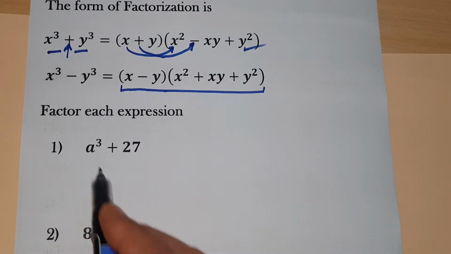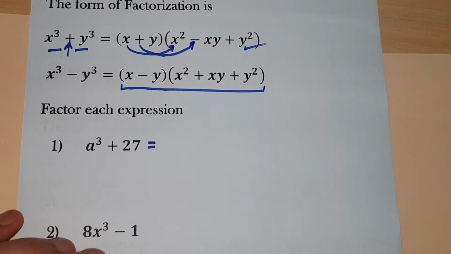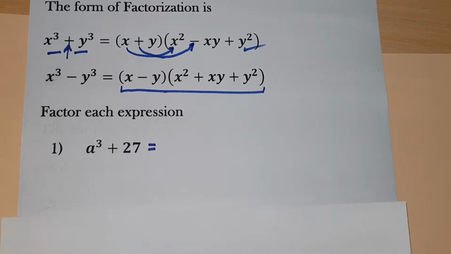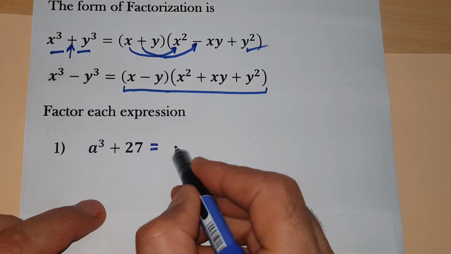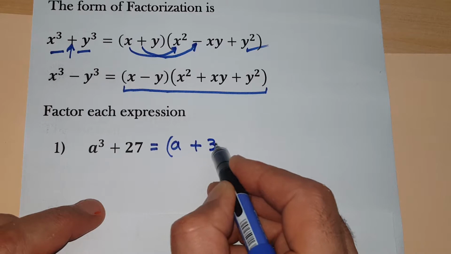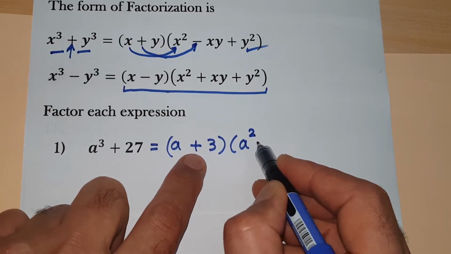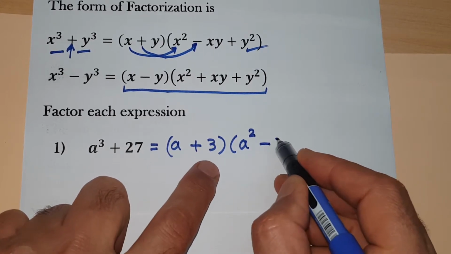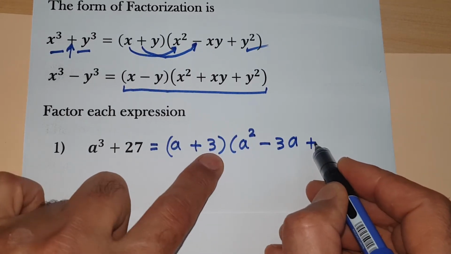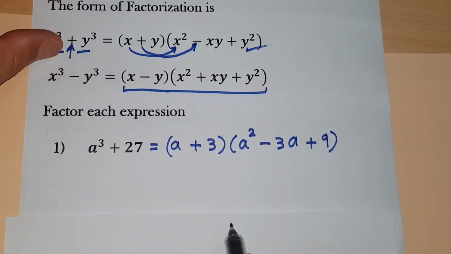Factor each expression. a cubed plus 27 equals the cube root of a cubed, a, plus the cube root of 27, 3, times the square of a, a squared, the opposite of this sign, minus 3 times a, 3a, plus this number squared, 9. That's it. Very easy.